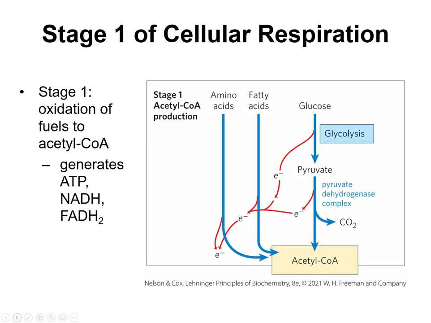There are different stages of cellular respiration. So the first stage, we have the oxidation of all different types of fuels to make acetyl-CoA. So we talked about glycolysis and how we can make pyruvate from that. But there are also ways that you can go from amino acids or fatty acids directly to acetyl-CoA. And all of those ways feed into the citric acid cycle.